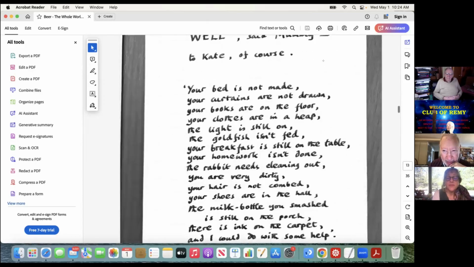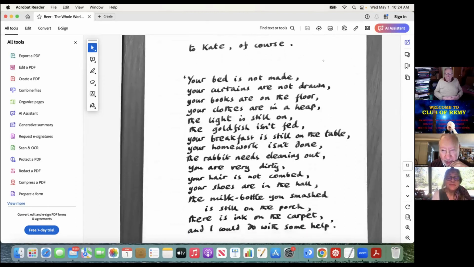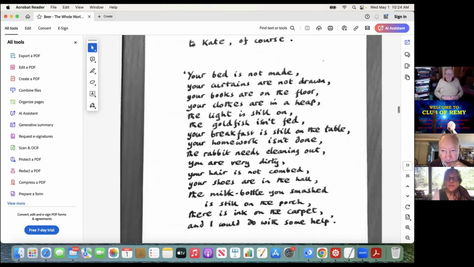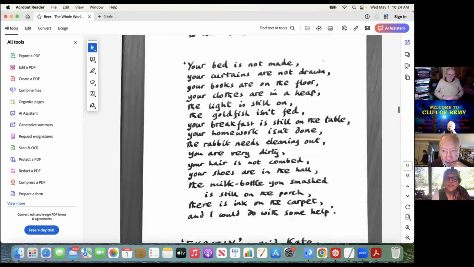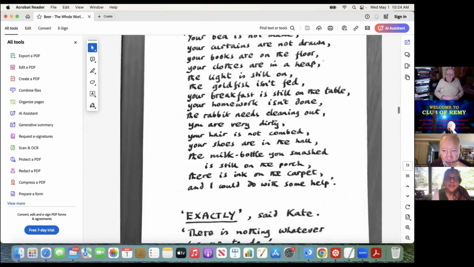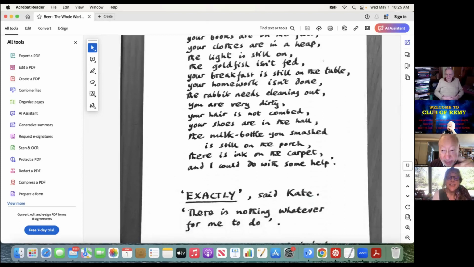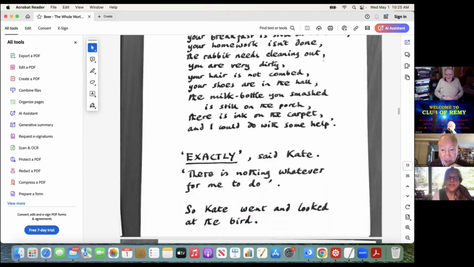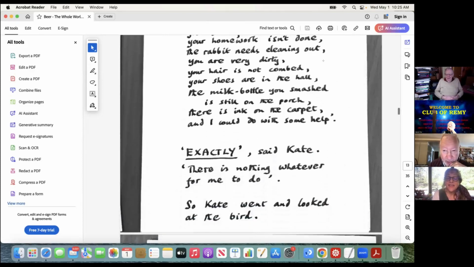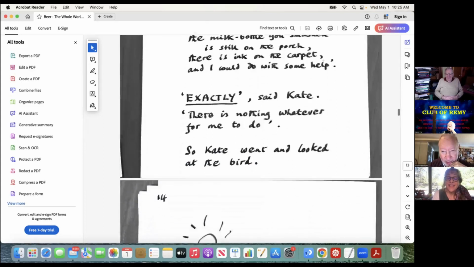Well, said Mommy to Kate, of course. Your bed is not made, your curtains are not drawn, your books are on the floor, your clothes are in a heap, the light is still on, the goldfish isn't fed, your breakfast is still on the table, your homework isn't done, the rabbit needs cleaning out, you're very dirty, your hair is not combed, your shoes are in the hall, the milk bottle you smashed is still on the porch, there is ink on the carpet, and I could do with some help. Exactly, said Kate. There is nothing whatever for me to do. So Kate went and looked at the bird.